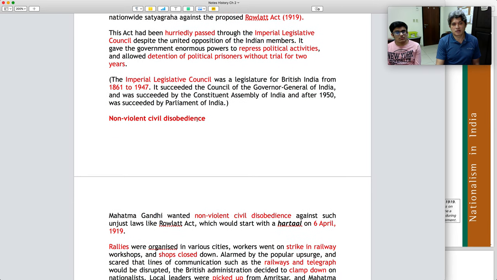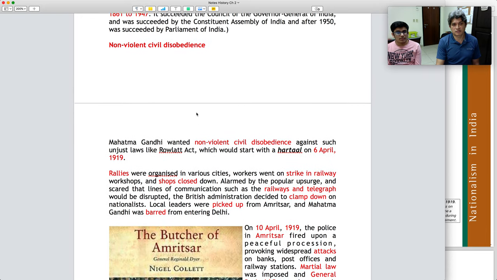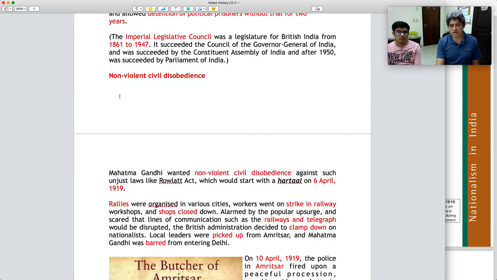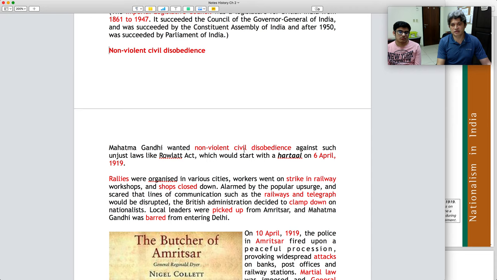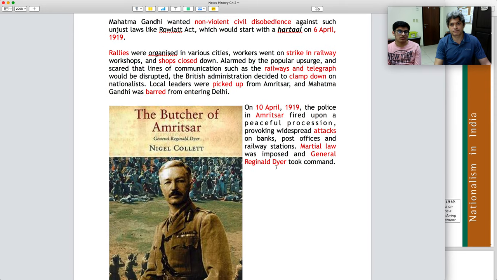So what happened? A non-violent civil disobedience movement. Mahatma Gandhi wanted that we will not follow this act, this act should not be brought into force, and he wanted civil disobedience, but it should not be violent. So Mahatma Gandhi wanted non-violent civil disobedience against unjust laws like the Rowlatt Act, which would start with a hartal on April 6, 1919.